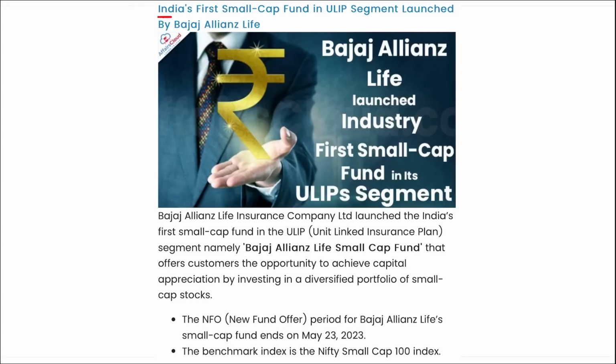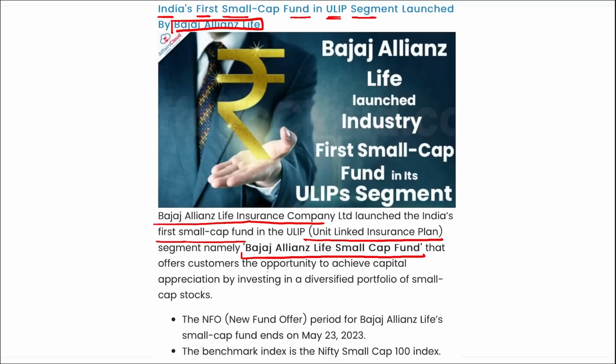is India's first small cap fund in the ULIP segment, launched by Bajaj Allianz Life. I repeat, recently Bajaj Allianz Life Insurance Company launched India's first small cap fund in the unit linked insurance plan, named Bajaj Allianz Life Small Cap Fund, that will offer customers the opportunity to achieve capital appreciation by investing in a diversified portfolio of small cap stocks.